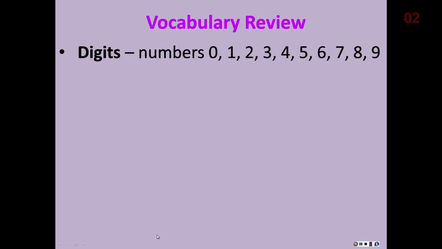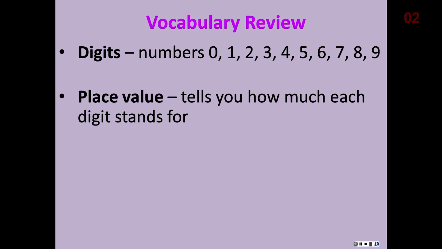Here's the vocabulary. Digits. That's what you use to read your numbers. And there's only a few digits. 0, 1, 2, 3, 4, 5, 6, 7, 8, and 9. Every number is created with those digits in different place values. A place value tells you how much a digit stands for.